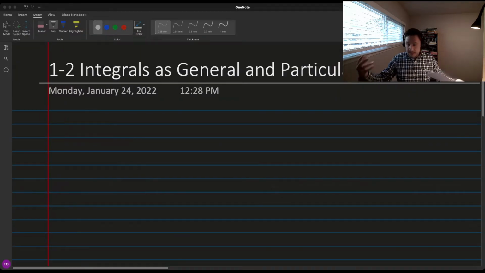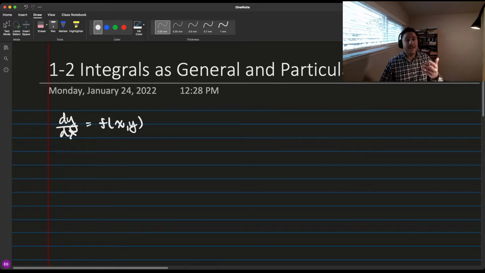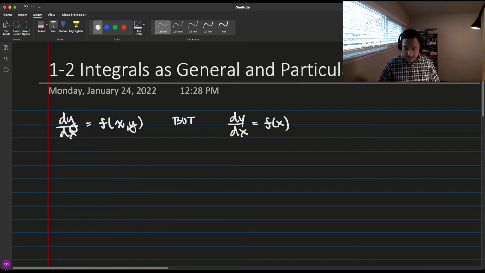Cool. So the problem is that sometimes your differential equation dy dx might be equal to something which depends upon x and y. If your derivative has x and y in it, you're not going to be able to integrate and solve for what you want. You're not going to be able to just find the solution by doing the antiderivative. But if your derivative is only dependent upon x, then yes, you will be able to solve this.